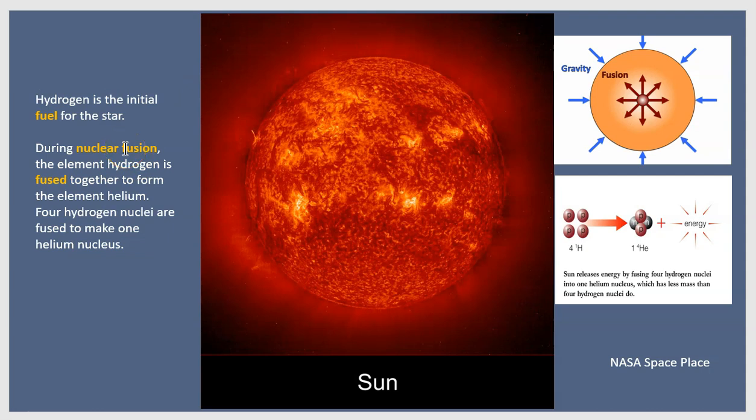So hydrogen is the initial fuel for the star, and during nuclear fusion, the element hydrogen is fused together to form the element helium. 4 hydrogen nuclei are fused to make one helium nucleus. Over here on the right, we see the details then. So the hydrogen nucleus is simply a proton, a positively charged proton, and it takes 4 of them smashed together to create one nucleus of one helium atom. Notice then, in this process, 2 of the protons are in a sense converted into neutrons. And there is a loss of mass in this process, and that mass is converted to energy by Einstein's equation E equals mc squared. That's the energy that is released during the fusion process.